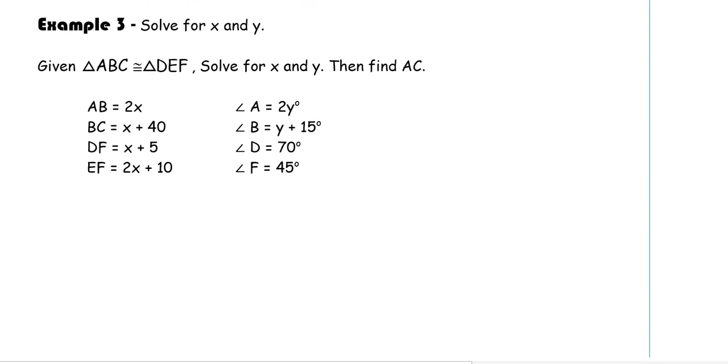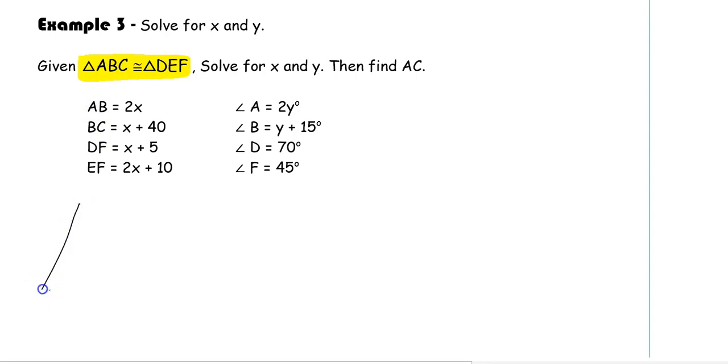All right, example 3, solve for x and y. The most important part of this is that statement, triangle ABC is congruent to triangle DEF. What we just discussed is that statement right there tells us exactly which angles are congruent and exactly which side lengths are congruent. There's a lot of different ways that you can do this. You can use this statement to write out all 3 sets of congruent angles and all 3 sets of congruent sides, or we can use this to just draw our diagram.